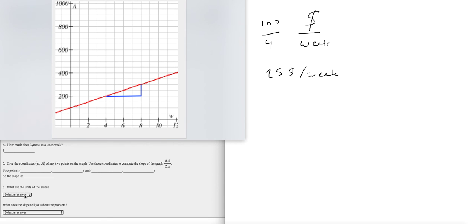And then I think I already gave away what the units of the slope are. That's what we're looking at right here because it's our change in y over our change in x. And so this was, I think, dollars and weeks. And then what does the slope tell you about the problem? I would have to see what those choices are. Probably that her savings is increasing by $25 a week, I bet. So hopefully that helps.